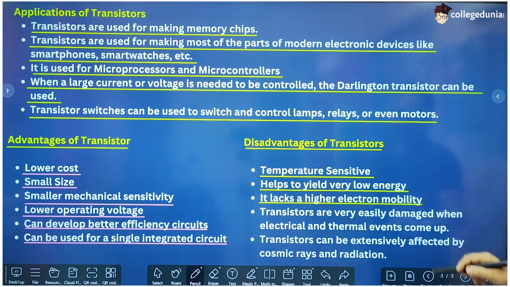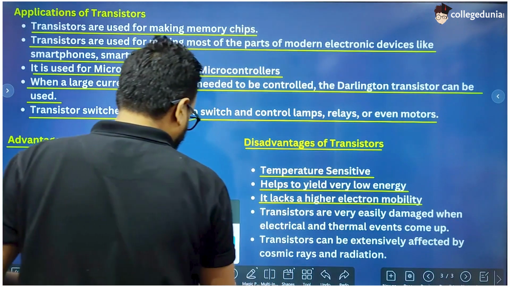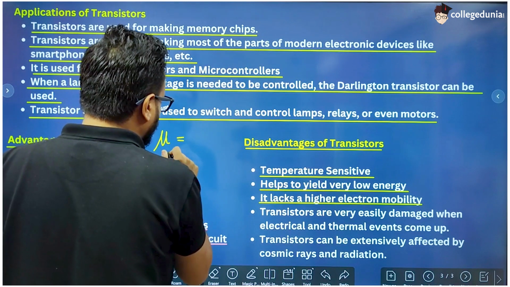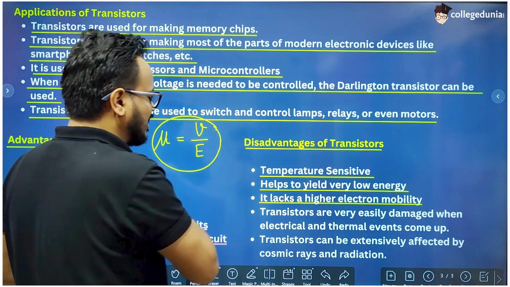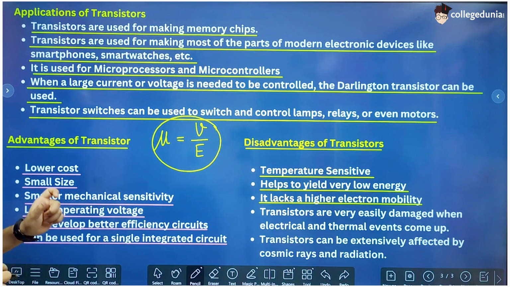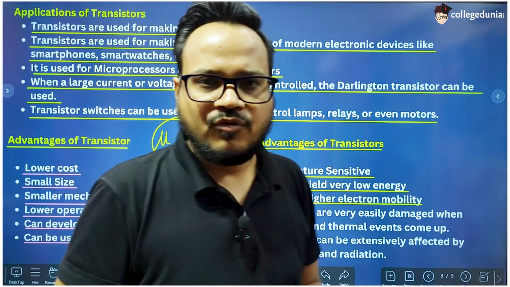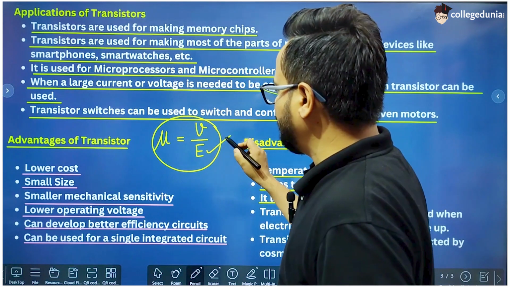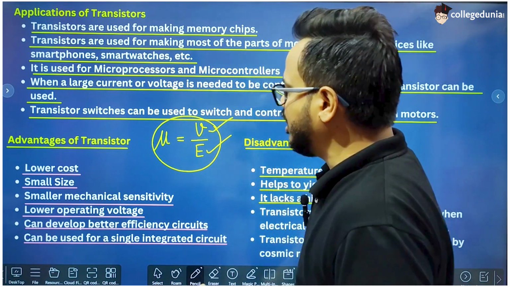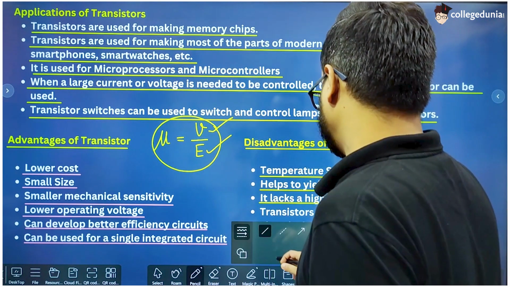It lacks a higher electron mobility. Okay, what is mobility? We studied mobility in the third chapter. Mobility is represented by mu, that is the velocity of a charged particle per unit electric field. Higher mobility means that the charged particle can be easily made to move. If the mobility of an electron is higher, a smaller value of electric field can provide a larger velocity to the electron. But the mobility of electrons in a transistor is very low as compared to traditional circuits.